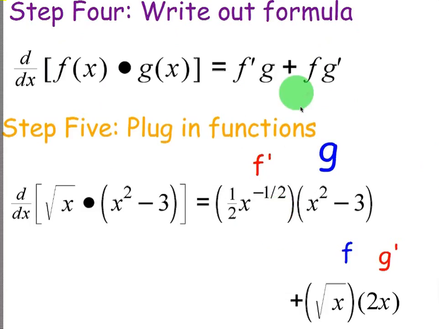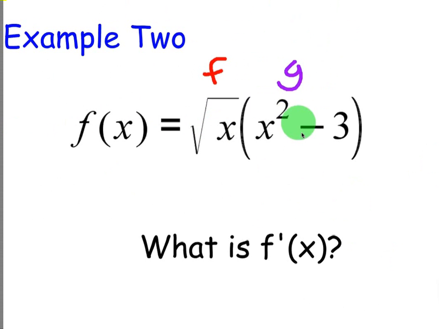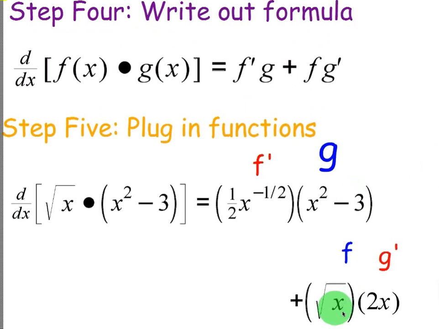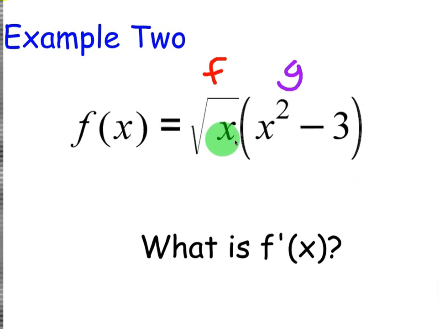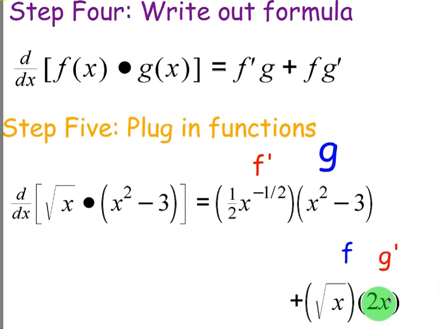And then we're going to plug in g, which was the original, what they gave us, x squared minus 3. Again, that was the second function g. And then we're going to plug in f, square root of x for f, because that was the first function they gave us. Okay? And then finally, we're going to plug in g prime, 2x, which is what we found on step 3.